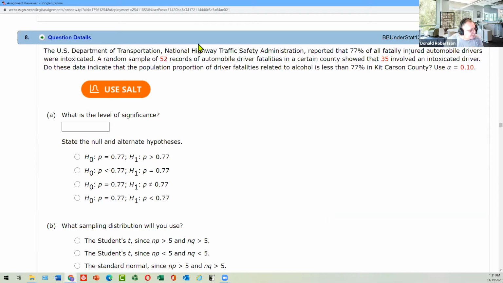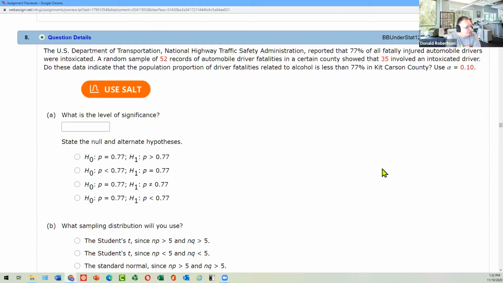Okay, so this one is question 8. What do we have here? It says that the national rate is that 77% of all fatally injured automobile drivers were intoxicated. So that's pretty strong evidence why you should never drink and drive, or be in a vehicle where the driver is drinking, because he's just as likely to kill you as himself. So 77% is pretty big.